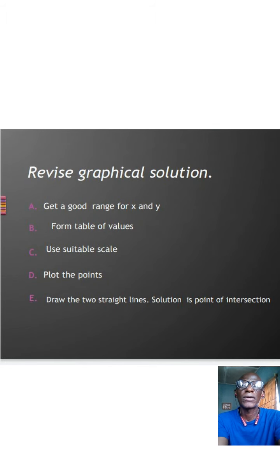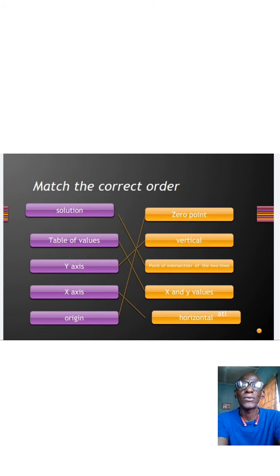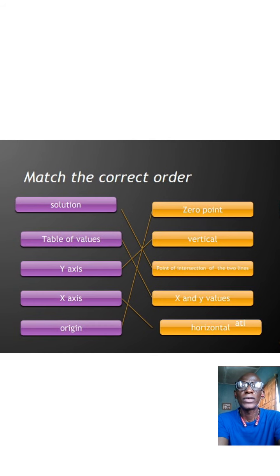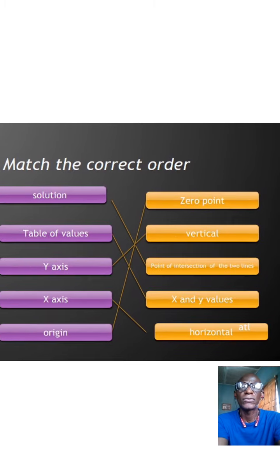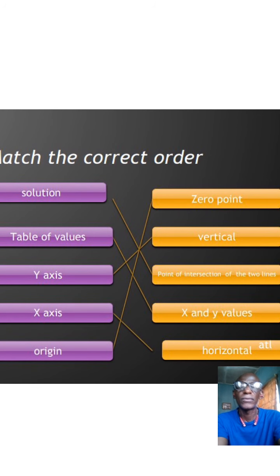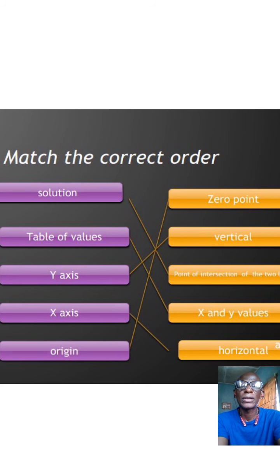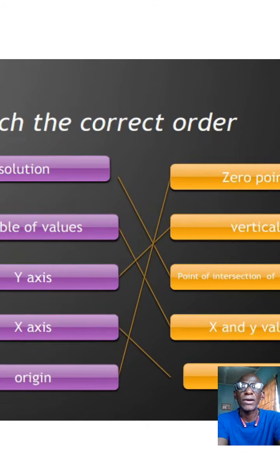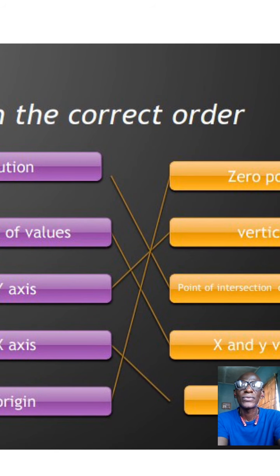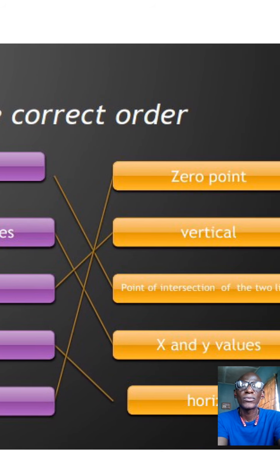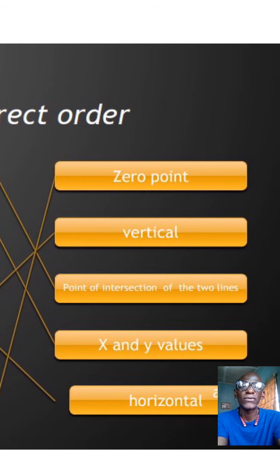Now I want us to look at this. I have some rows of yellow rectangles and another one of pink. Now look at solution, match the other. In a graph, where do you get your solution from? Your solution is gotten from the point of intersection of the 2 lines.